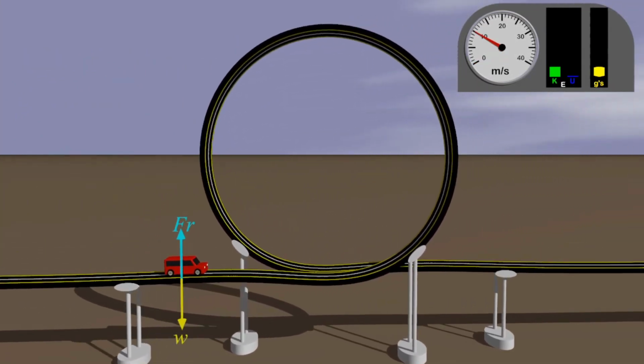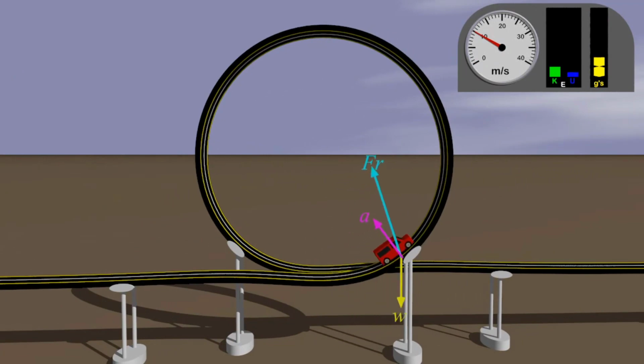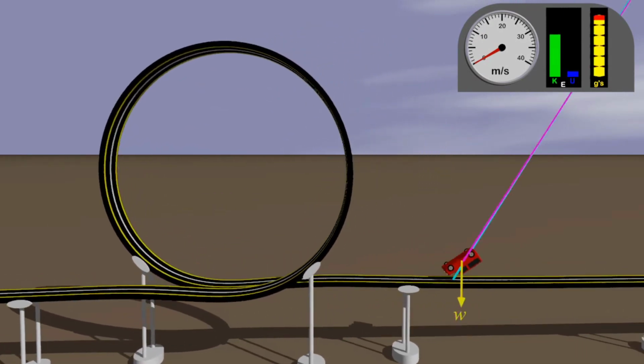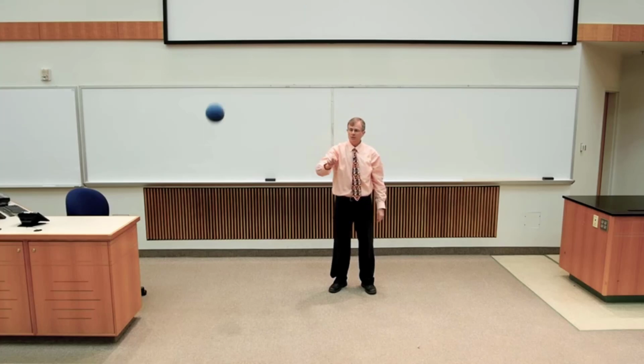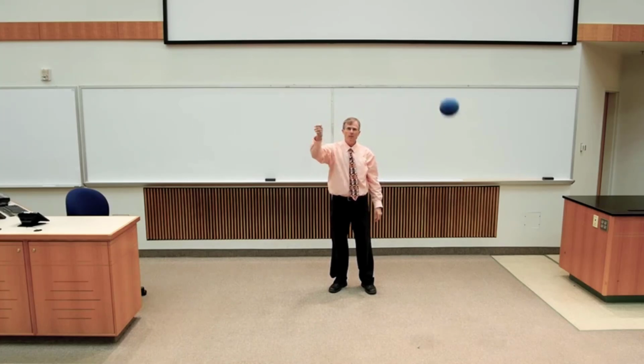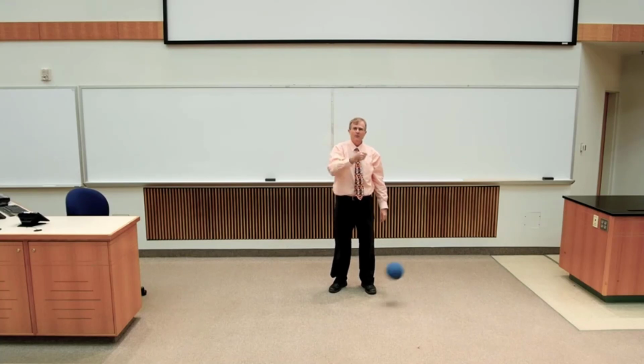Interestingly, this situation of a car falling off a vertical loop when the normal reaction reaches zero is precisely analogous to the situation of a ball on the end of a piece of string failing to complete a vertical circle when the tension in the string reaches zero.